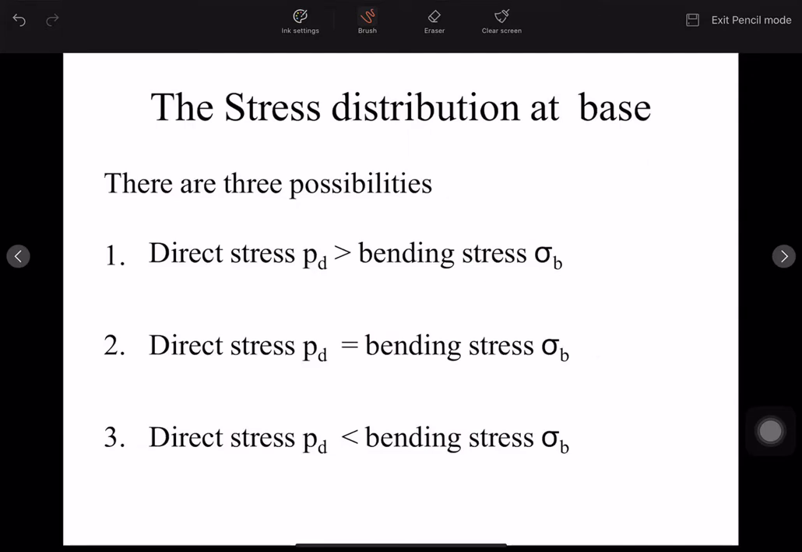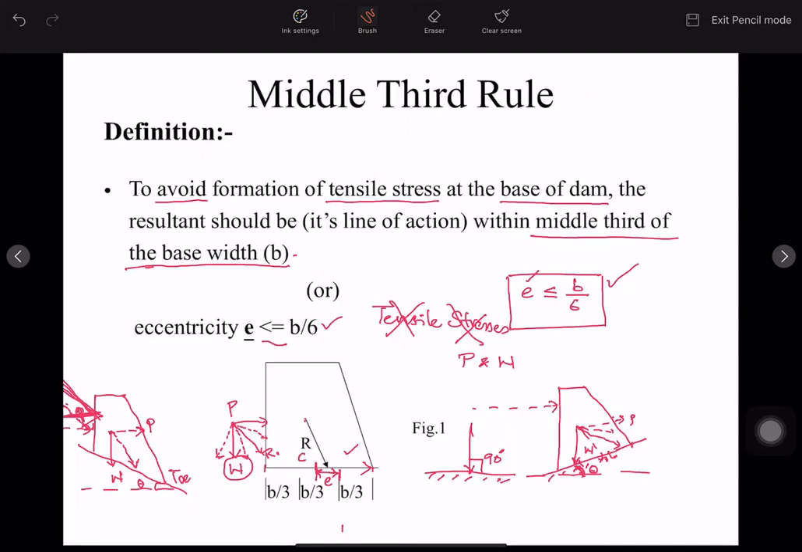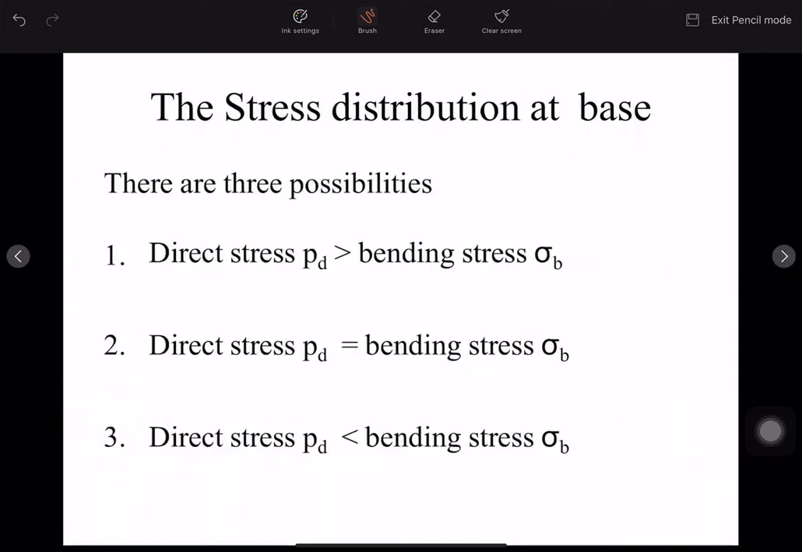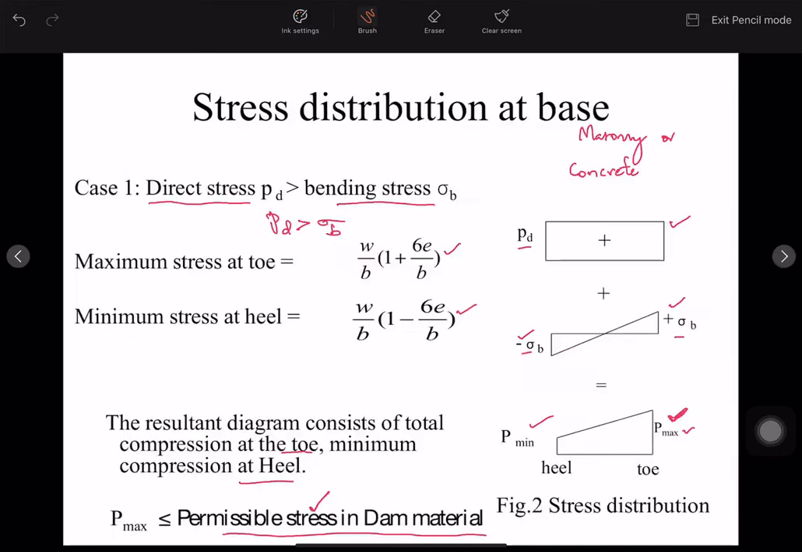In the stress distribution, the three possibilities we have seen: case 1, direct stress greater than bending stress; case 2, direct stress equals bending stress; and case 3, direct stress less than bending stress. These two can be encouraged, but this we need to avoid.